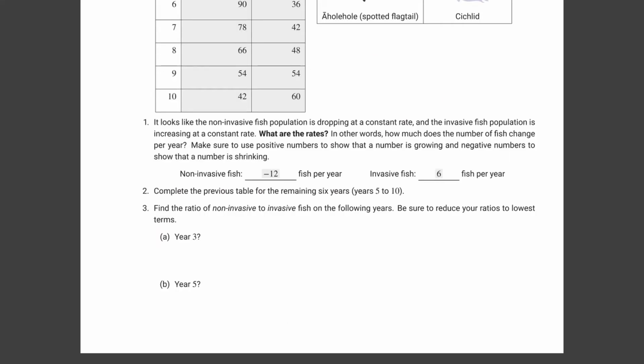Part 3 asks us to compare the non-invasive fish with the invasive fish in Year 3 and Year 5 using a ratio. So let's look at the table for Year 3 and Year 5 and reduce the resulting ratios. Please pause the video to complete this part.